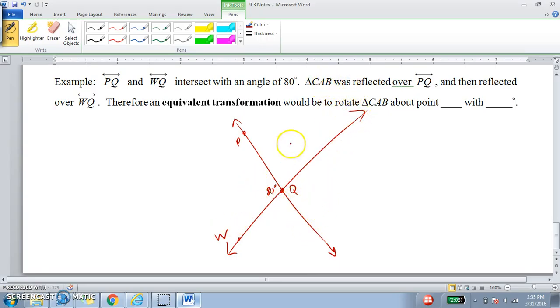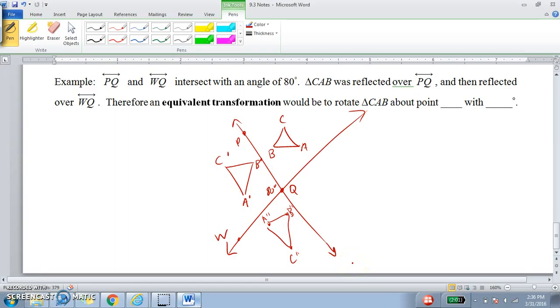Triangle CAB is first reflected over PQ, so it would turn into B would flip right here, A would flip right here, and these are primes, so B prime, A prime, C would flip over here, C prime. So flipped over PQ and then reflected over WQ. So now I'm reflecting this whole thing again. So A would come here, C would come here, B would come here. So A prime, A double prime, C double prime, B double prime.